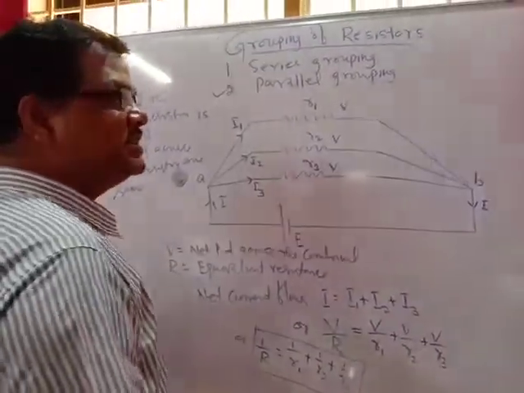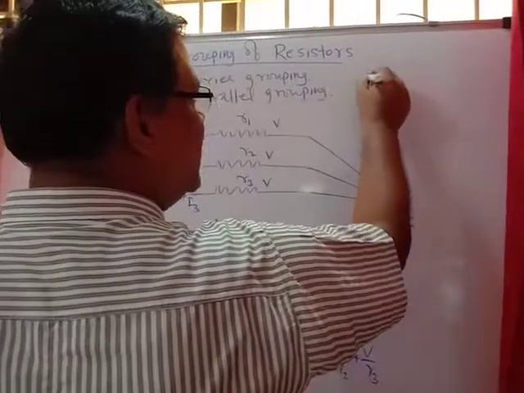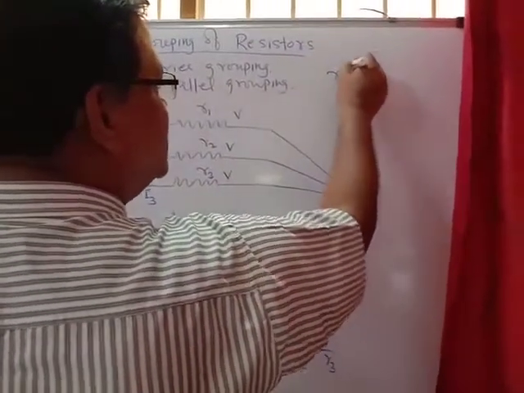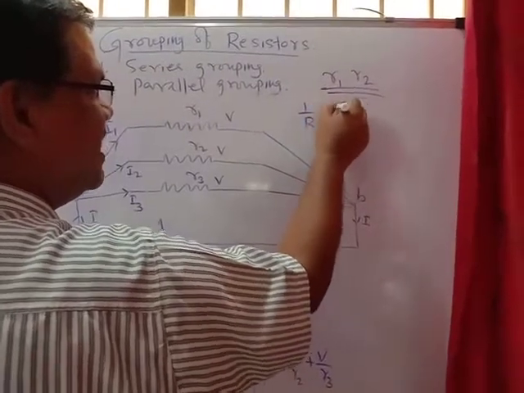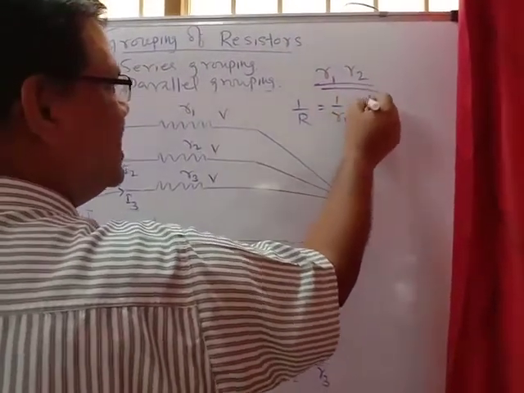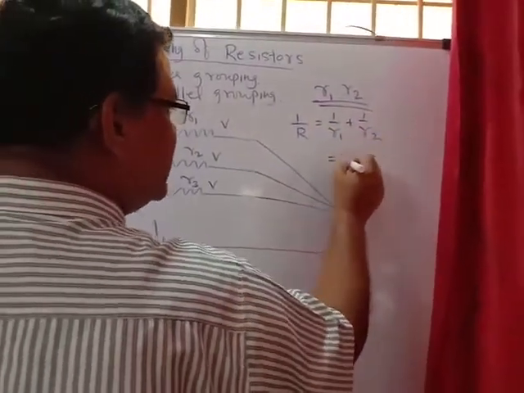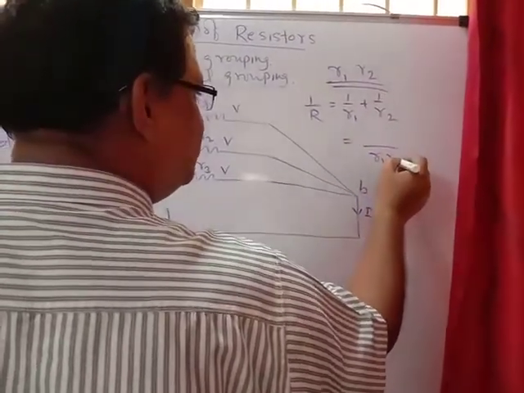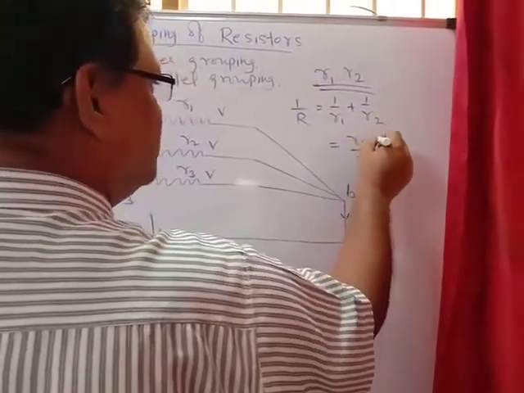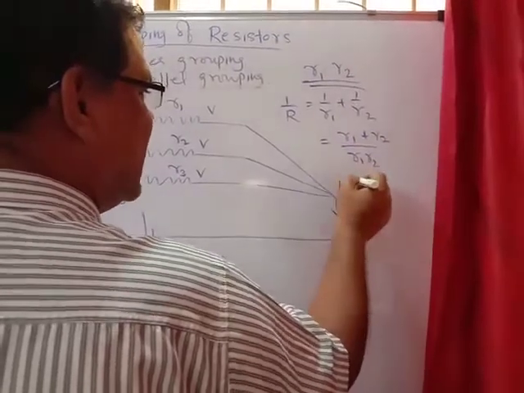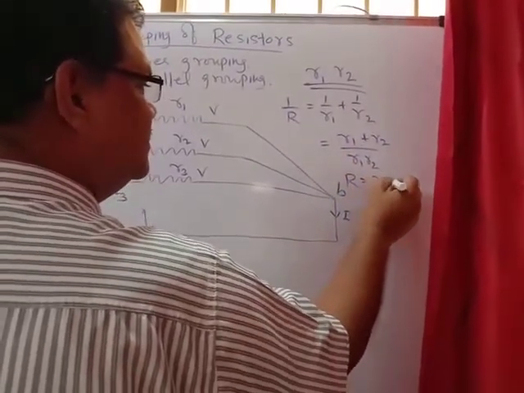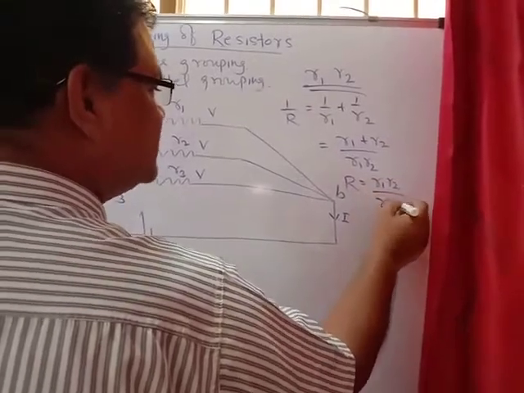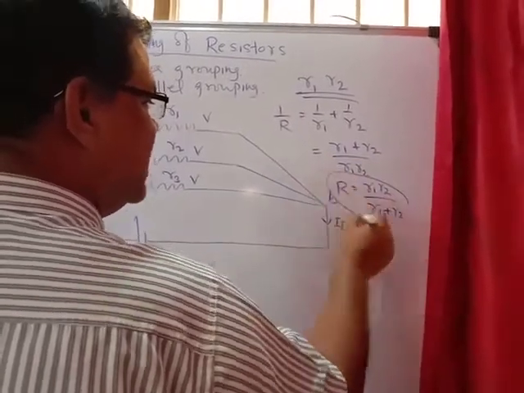If two resistors R1 and R2 are grouped, what will be the equivalent resistance? 1 upon R equals 1 by R1 plus 1 by R2. Taking the LCM R1 R2, we get R1 plus R2 in the numerator, and finally R equals R1 R2 upon R1 plus R2.